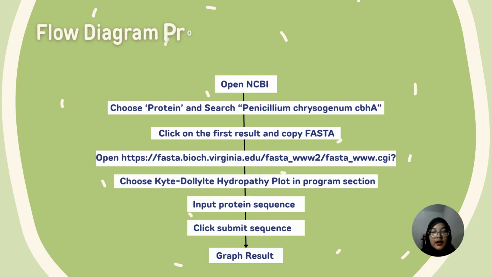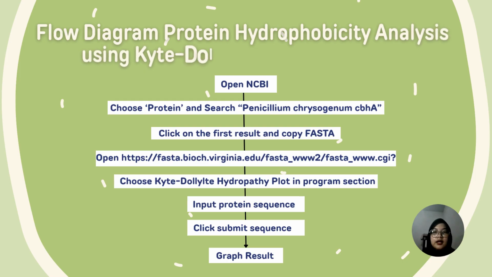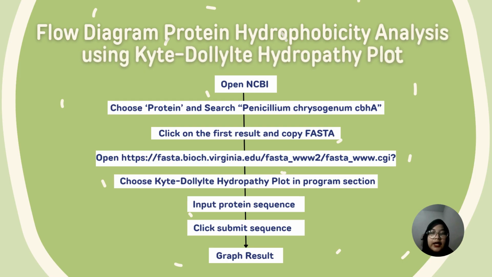This is the flow diagram to analyze the hydrophobicity of the protein using the Kyte-Doolittle hydropathy plot. The first step is you open NCBI and then choose protein and then search Penicillium chrysogenum cbHA, then click the first result and copy the FASTA, and you open the website and choose Kyte-Doolittle hydropathy plot in the program section, and then you input the protein sequence and click submit sequence, and you will get a graph as a result.